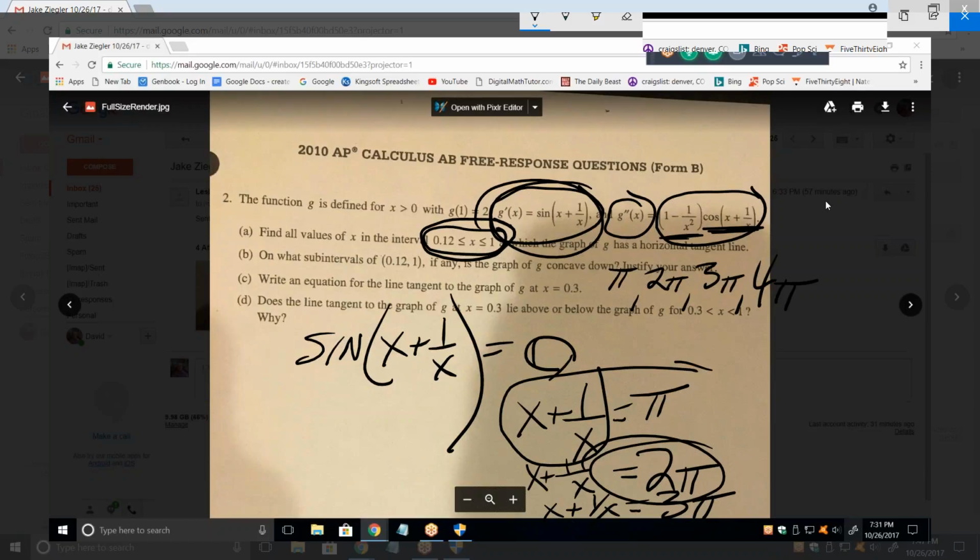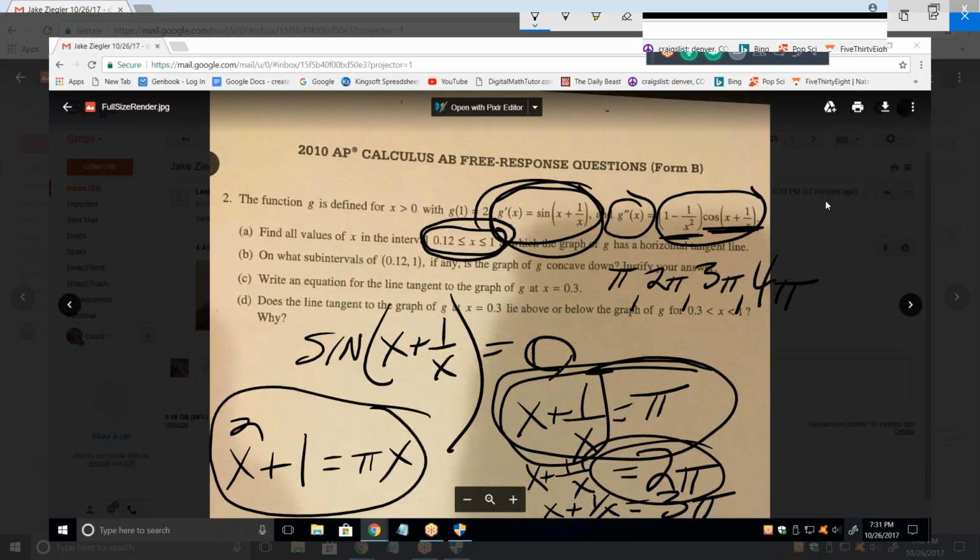The only way I solve that equation is by turning it into a quadratic. In other words, I multiply both sides by x, I get x squared plus 1 equals pi x. And then that is a regular quadratic that I need to solve. And whatever the answer is to that quadratic, if it's between that interval, that's one of your answers. If it's not, you go to the next one.